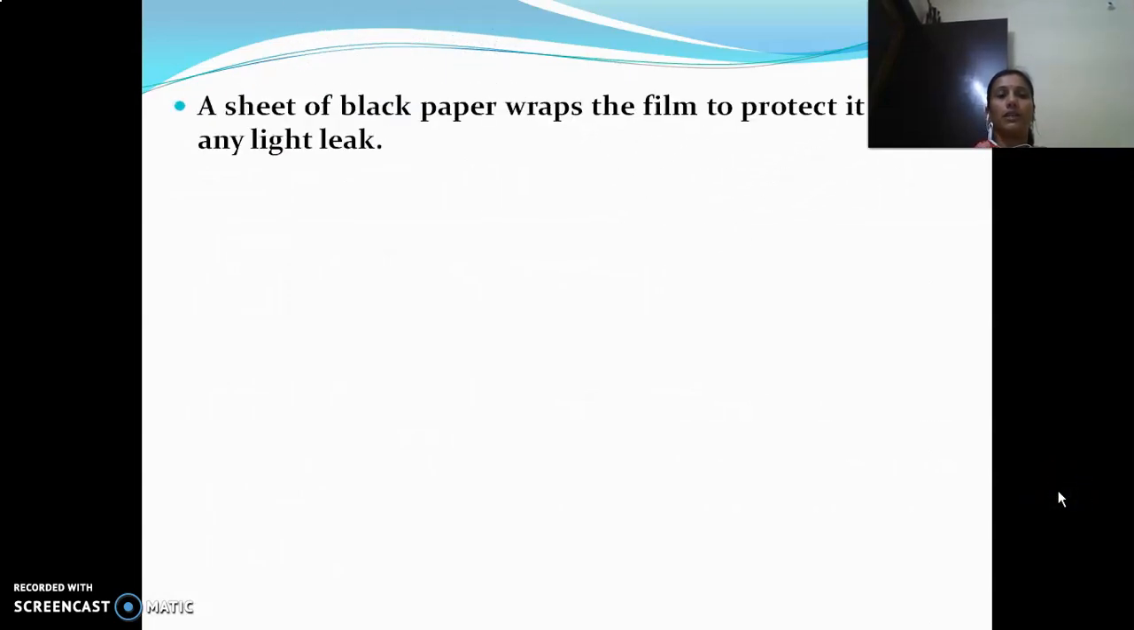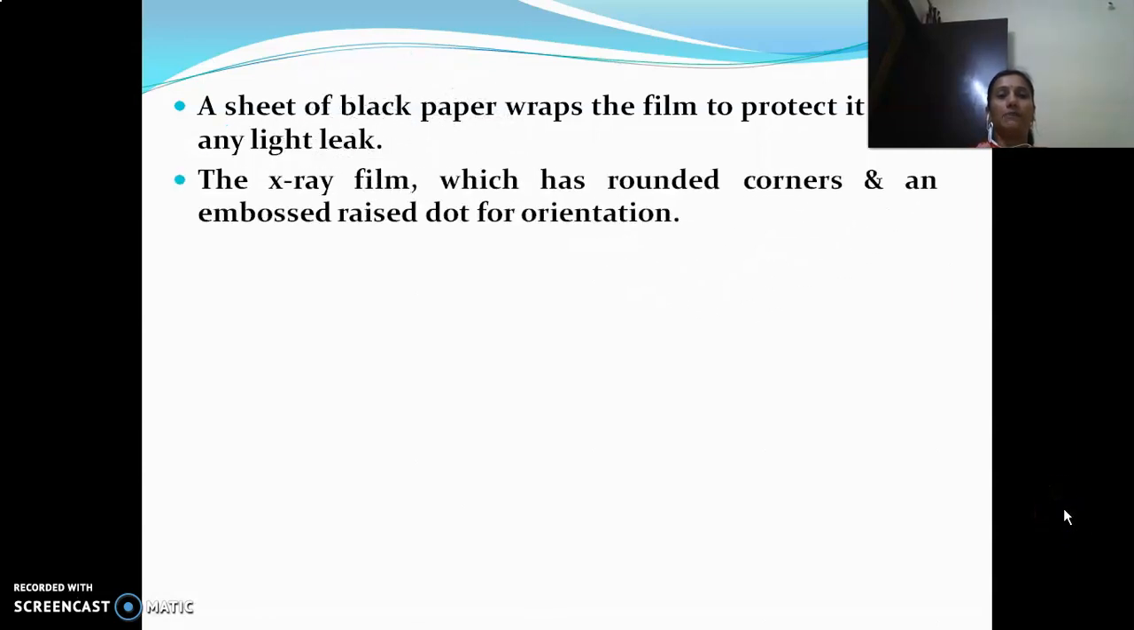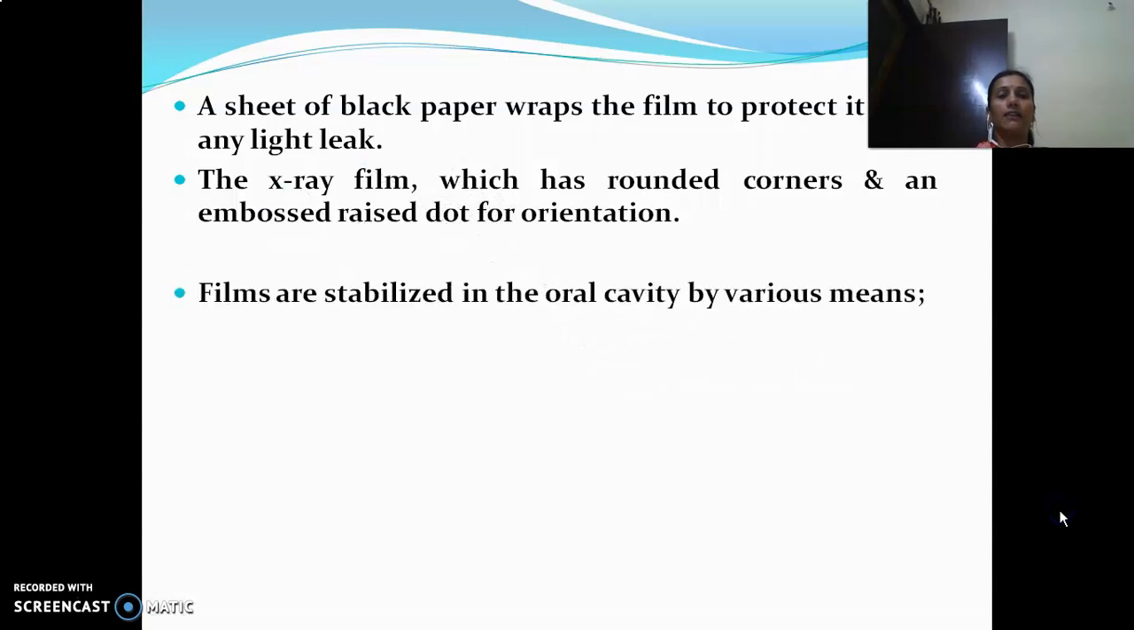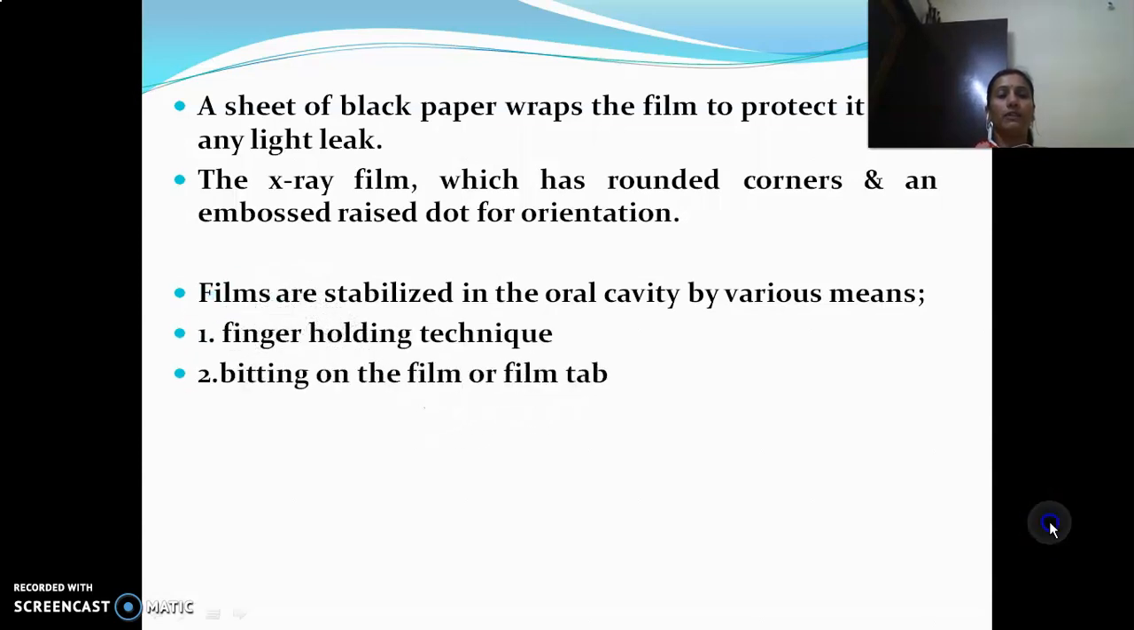The third component is black paper that wraps the film to protect it from any light leak. The X-ray film has rounded corners and an embossed dot for orientation. The film inside the oral cavity is stabilized by various means, either by the finger holding method or by using film holders.